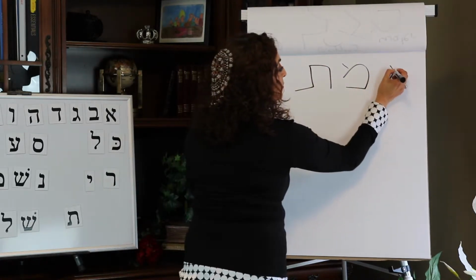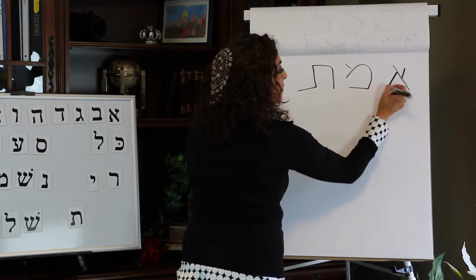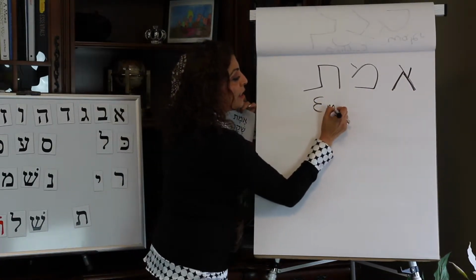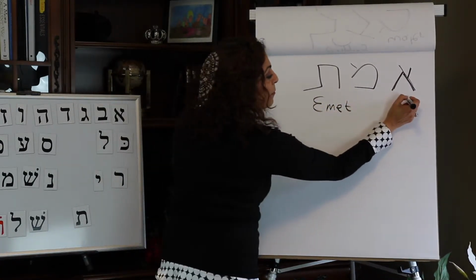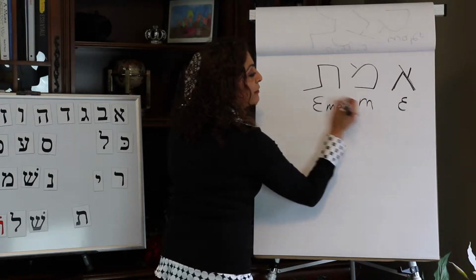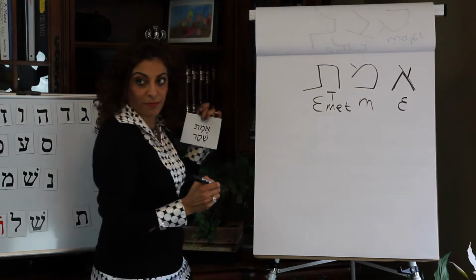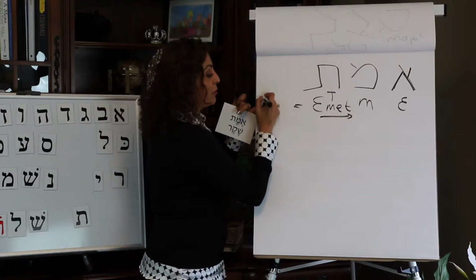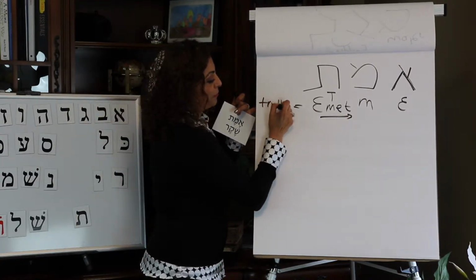Emet. Okay, we can see that. Emet means emet. This is the E piece. This is the M piece. This is the T piece. Emet. Okay? Emet. And that's equal truth.